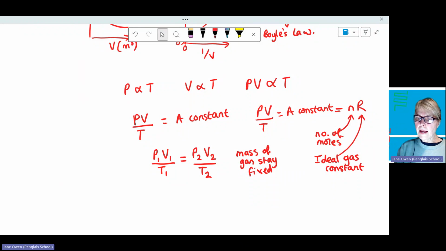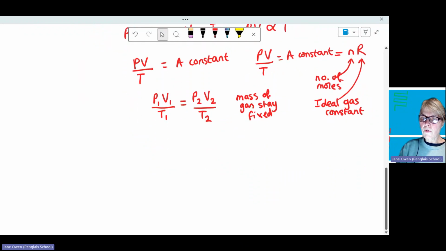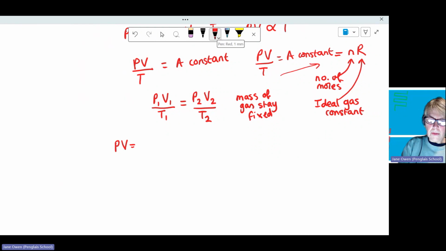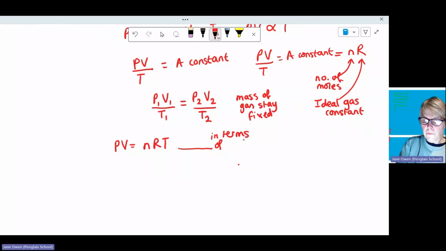So what we can do though is we've got it in terms of moles there. So PV, rearrange this temperature here, and we get PV equals nRT like this. Okay, so we've got ourselves PV equals nRT. This is in terms of moles.